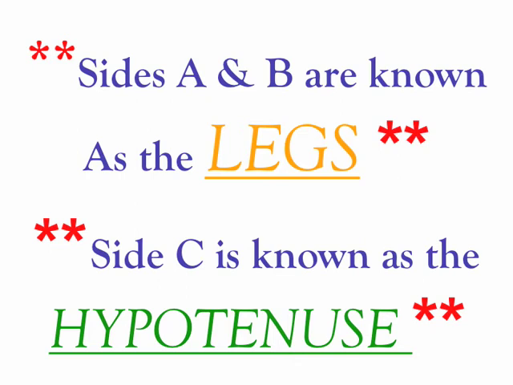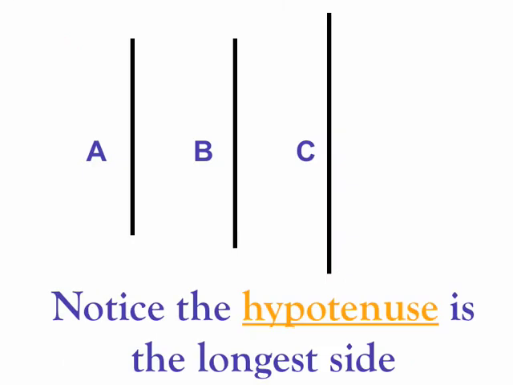Sides A and B are known as the legs of a triangle, where side C is always known as the hypotenuse. If I compare these three sides, I want you to notice that the hypotenuse is always the longest side. A and B, sometimes A can be bigger than B, sometimes B can be bigger than A, sometimes they can be congruent values, but C will always be bigger than either A or B.